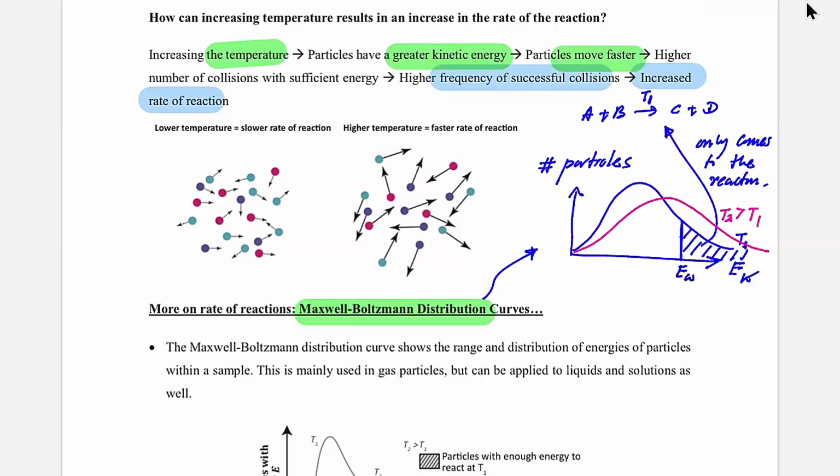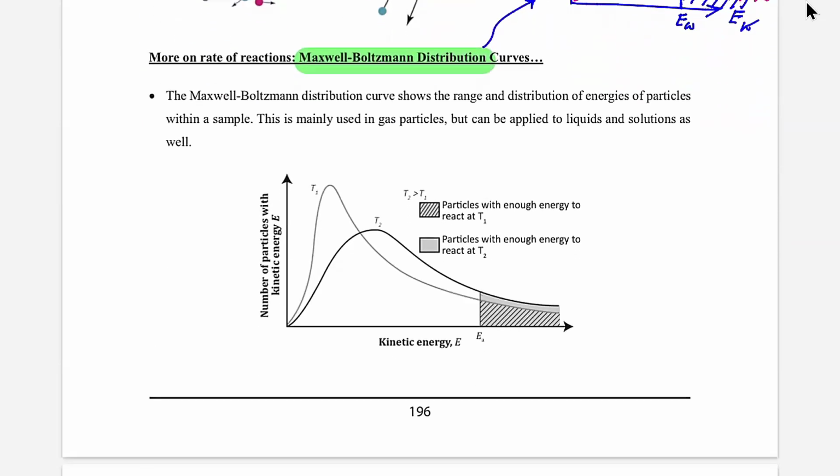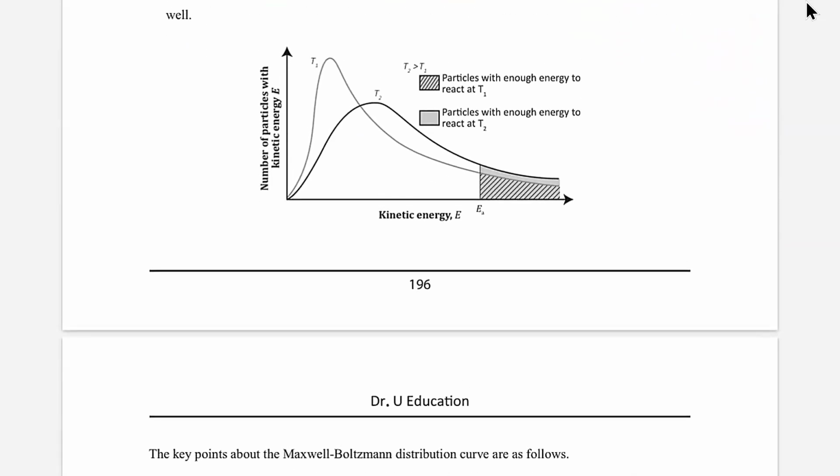Right? But what will happen? You can see an extra amount of particles are coming into the reaction. See? Extra particles are coming into the reaction. So that means the reaction rate is increasing. So that is what I'm explaining here. And everything is explained. So that's it.